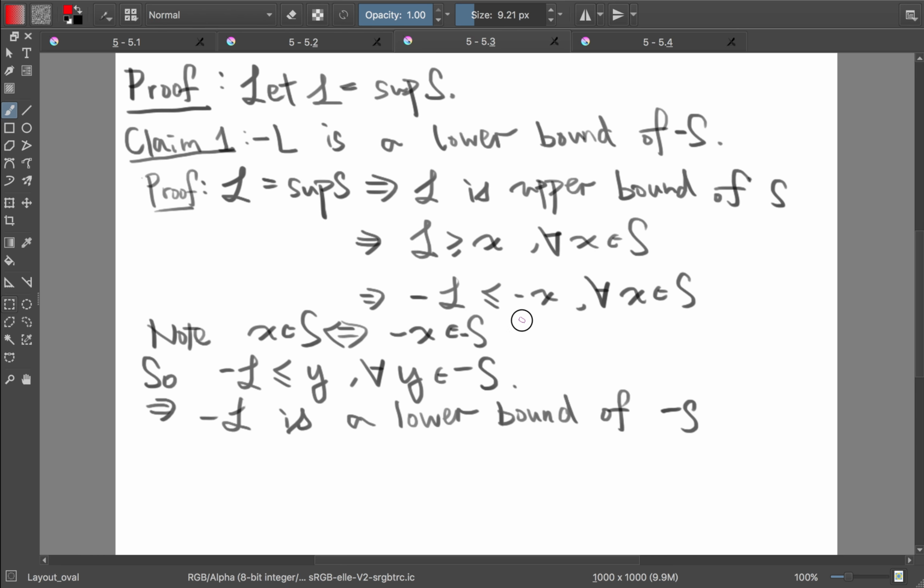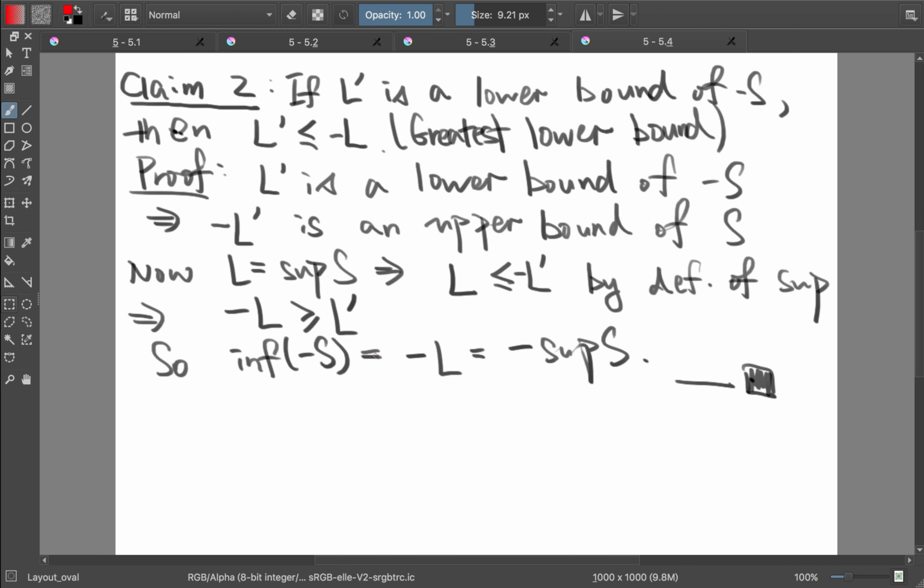Now, note that x inside S is equivalent to saying that negative x is inside negative S, and so there exists some y inside S such that negative y is equal to x, and this is equivalent to saying that y is equal to negative x. So we have negative L smaller than or equal to y for all y inside negative S. And therefore, negative L is a lower bound of negative S.